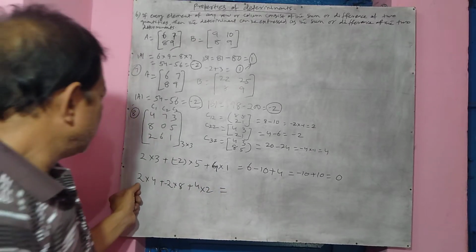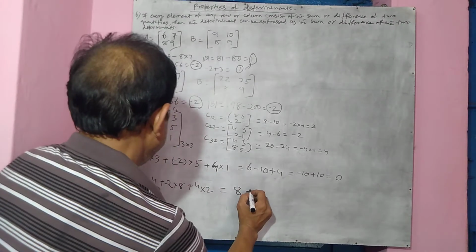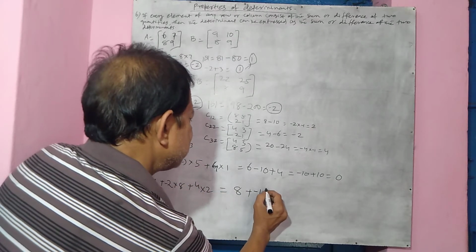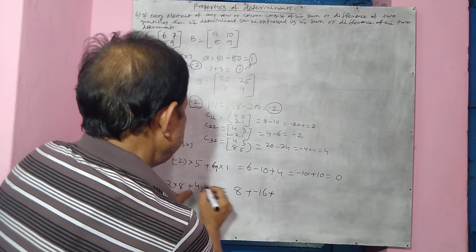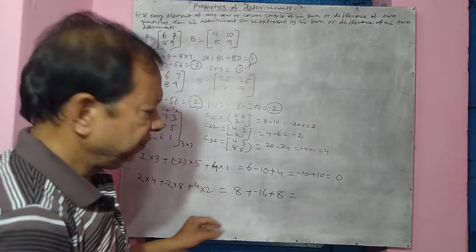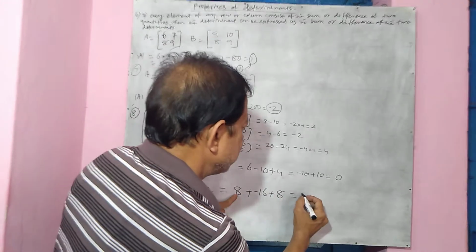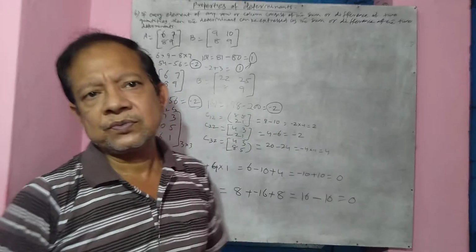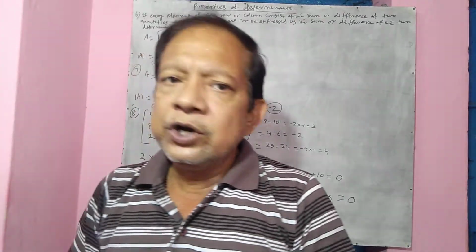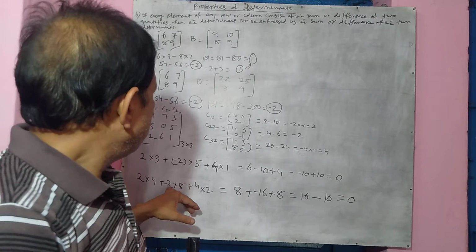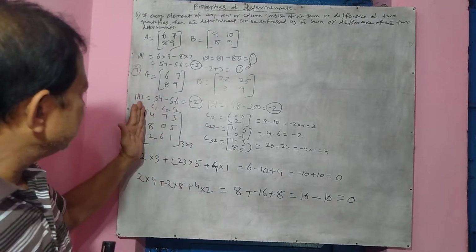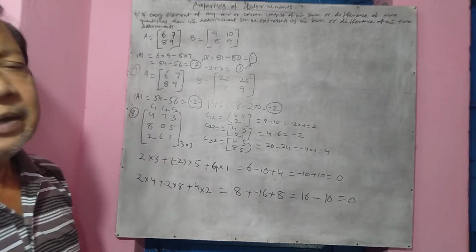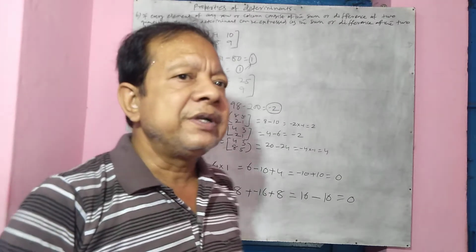How much does it become? 2 into 4 is 8, plus minus 2 into 8 is minus 16, and 4 into 2 is 8. So 8 plus 8 is 16, then minus 16. That becomes 0. Okay. So if we multiply with the third column, and if we multiply with the first column, in both cases we have seen the result is 0.